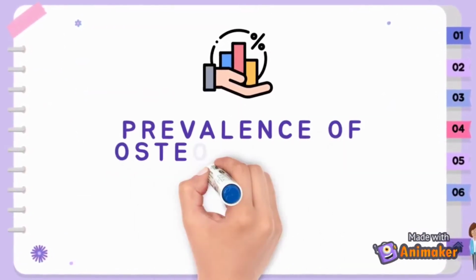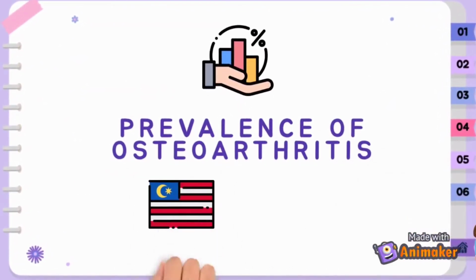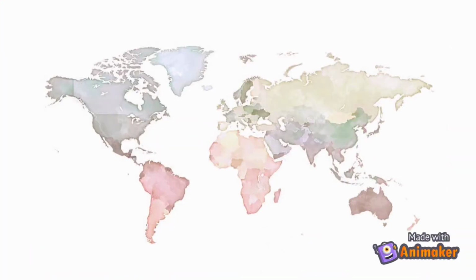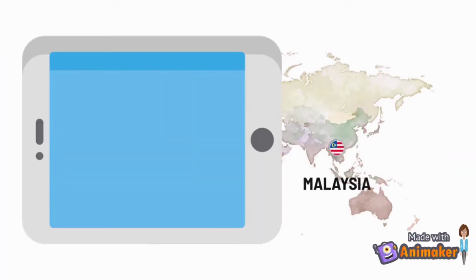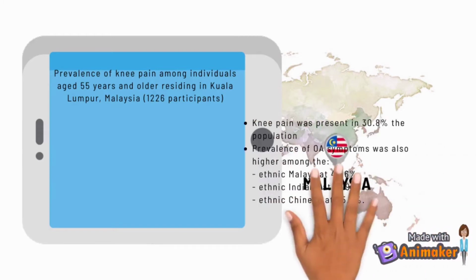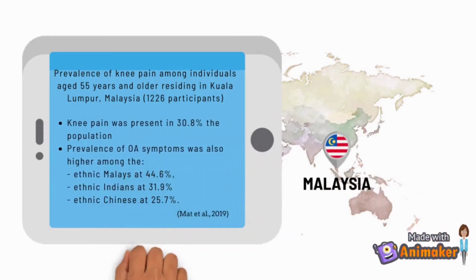Now, the prevalence of osteoarthritis in Malaysia and also globally. Prevalence among elderly in Malaysia: knee pain was present in 30.8% of the population. Prevalence of OA symptoms was also higher among ethnic Malays, second Indians, and lastly Chinese.